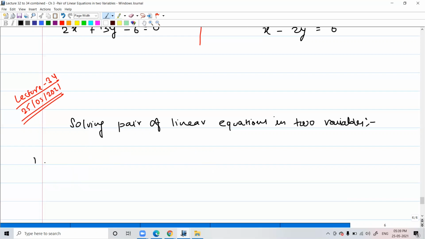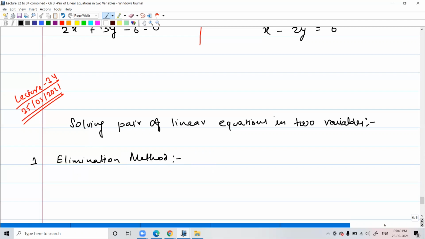The first method we are going to learn today for solving the pair of linear equations is an algebraic method, because we are doing some calculation in algebra. We are taking the x variable and the y variable and doing some mathematical operations around them. That's why it's an algebraic method, and the name of this method is called the elimination method.